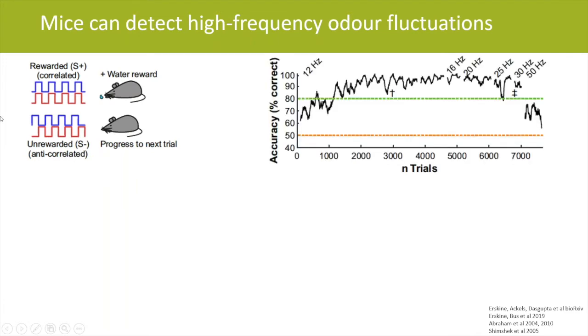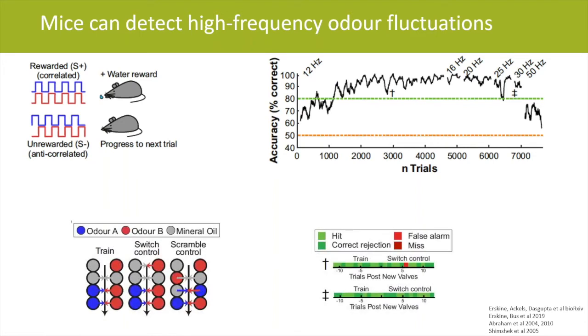And what we see from our star animal is that, indeed, after a few hundred trials, the animal could understand, way above chance, the difference between a correlated and an anti-correlated stimulus. And he could do this even way above their sniff frequency, that is around 16, 20, 25 hertz, of odor delivery, which makes the task difficult.